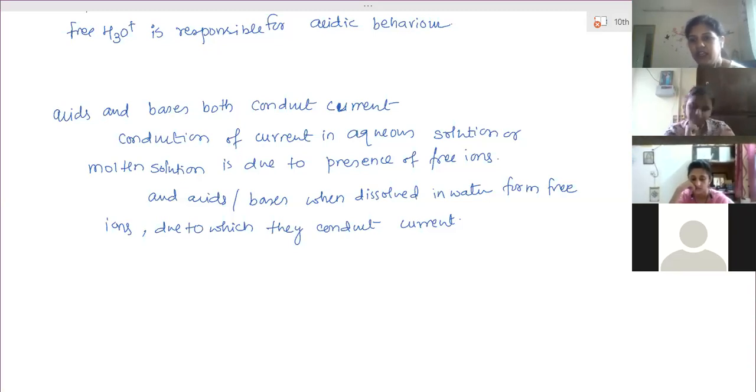Depending on that, if they are both equal, then the solution is neutral. If H plus ions are more than OH minus ions, then that solution is acidic. If OH minus ions are more than H plus ions, then that solution is basic. Clear? Yes.